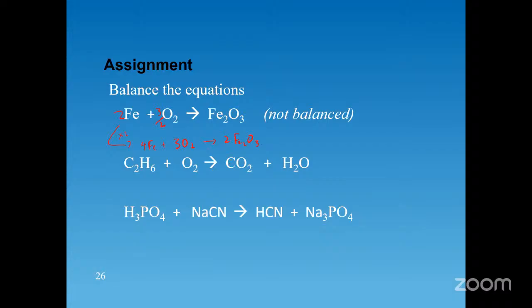And then what I would do, just to make sure everything is balanced, I'll do one quick check through. 4 irons on this side, 4 irons on this side, 3 times 2, 6 oxygens on this side, 2 times 3, 6 oxygens. All right, so now the equation is balanced. All right? Any questions about this one? Any questions? Okay, so how would you balance the next equation? Let me hear your ideas.